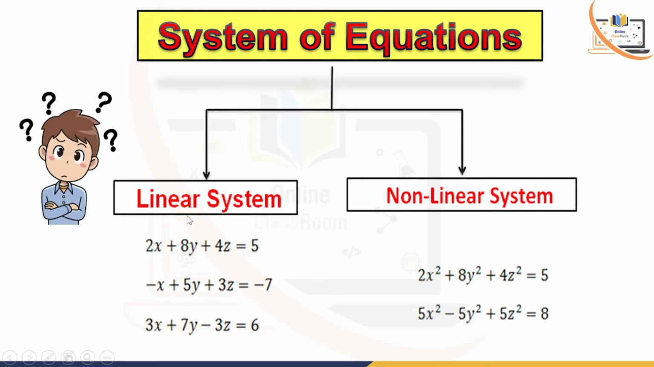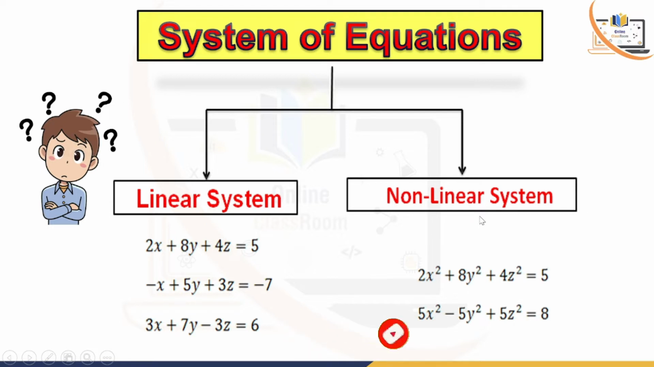Now, what is basically linear system? Look, 2x plus 8y plus 4z equal to 5, minus x plus 5y plus 3z equal to minus 7, and 3x plus 7y minus 3z equal to 6. If I consider all these three equations, look, the powers of x, y, z, that means the variables, are basically 1. If all the powers of the variables are 1, then this is called linear system.